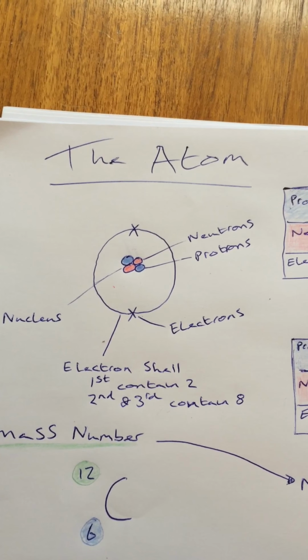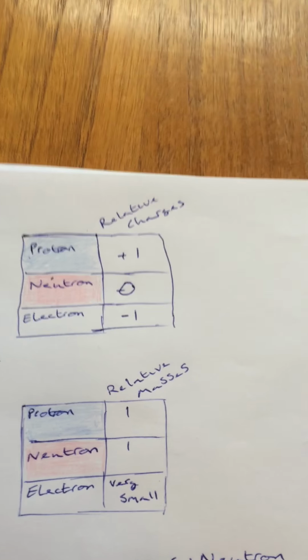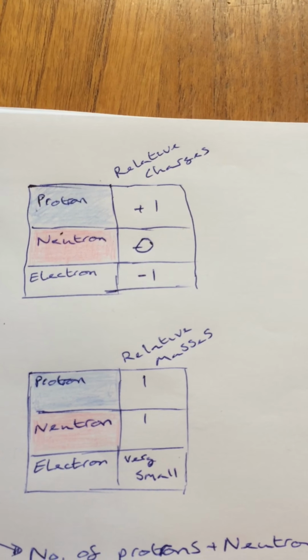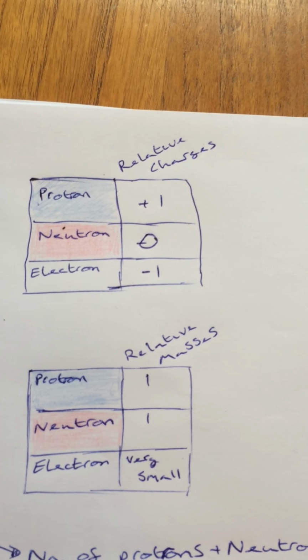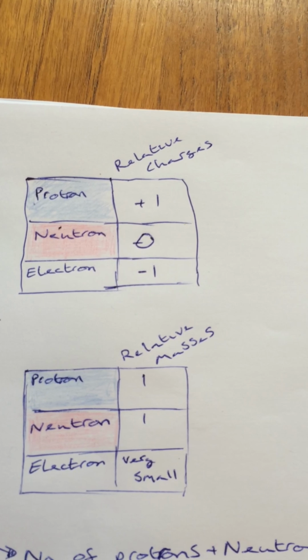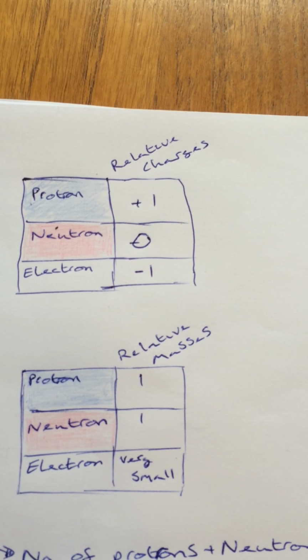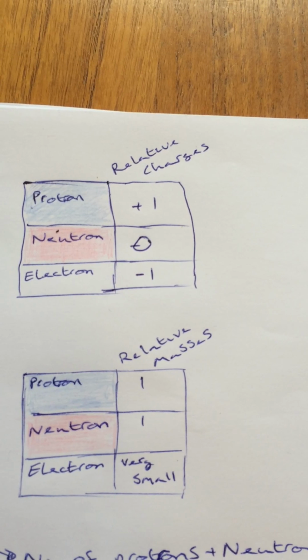Okay, so we're going to have a little bit of a look at the relative charges and the relative masses and how these are represented in the periodic table. So remember these tables. For the relative charges, we've got protons plus 1. Pro is good, so they're positive. Neutrons have a charge of 0 because they are neutral, and electrons are -1.